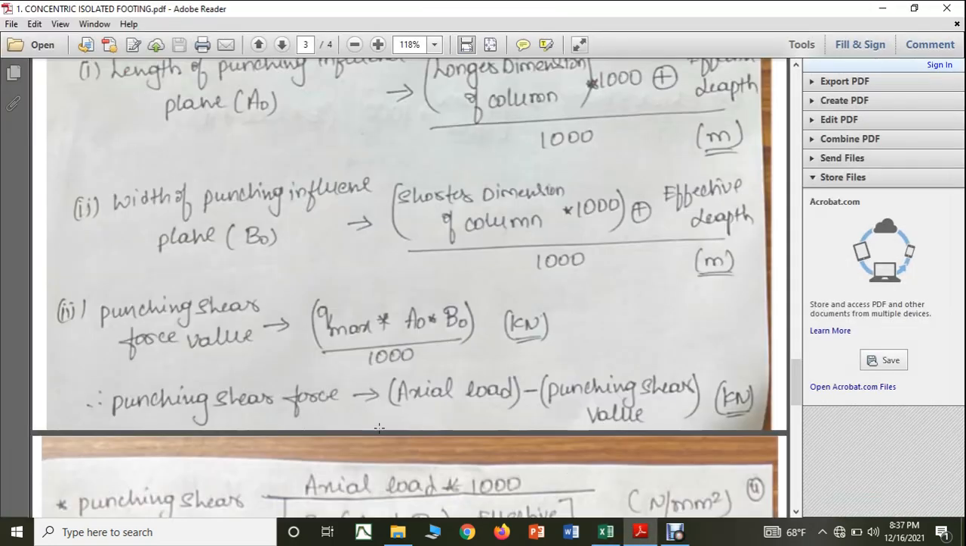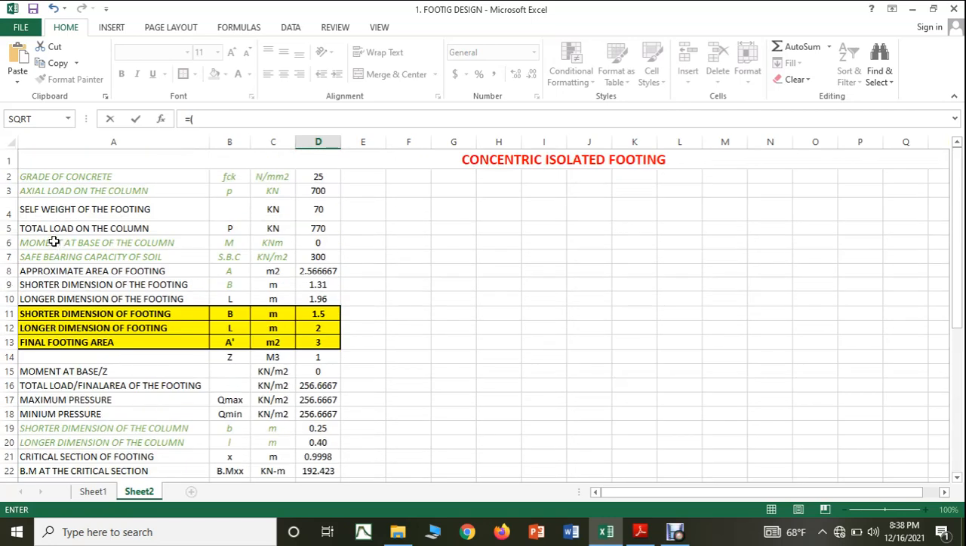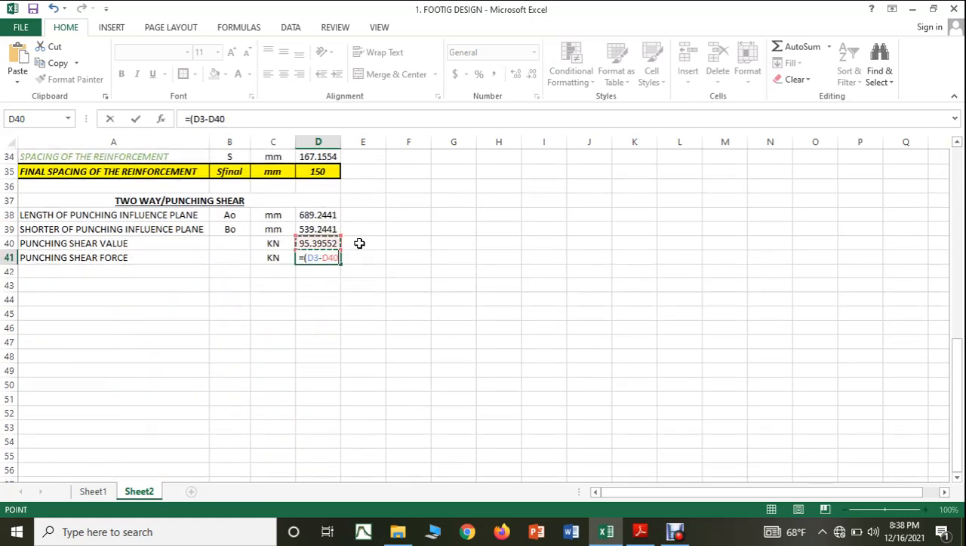Once you have the punching shear value, you have the punching shear force. The punching shear force will also be in kilonewton. That is the axial load on the column minus your punching shear value, this one. So this will be your punching shear force.